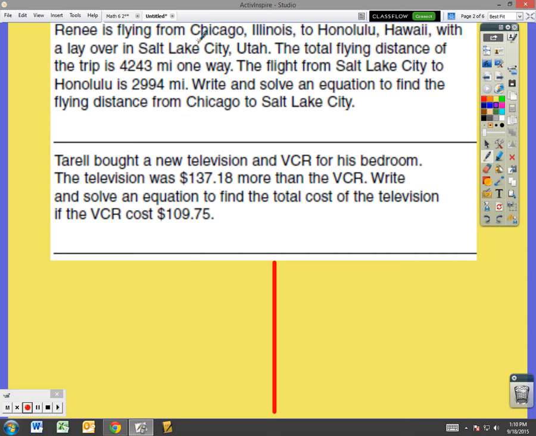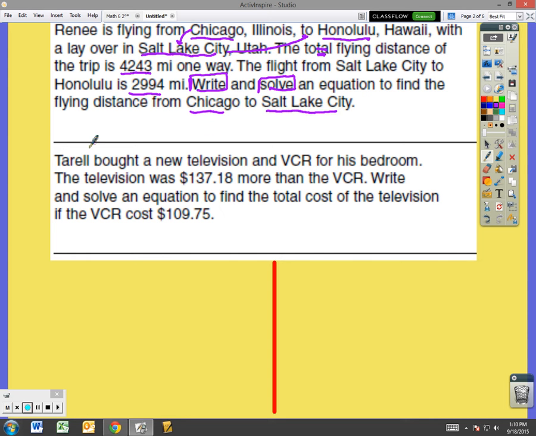Now we know she's going from Chicago to Honolulu. Starting place is Chicago, end destination's Honolulu. But she has a layover in Salt Lake City. So really, she's going from Chicago to Salt Lake City, and then from Salt Lake City to Honolulu. Now the total flying distance, that's what the entire trip is equal to, is 4,243 miles one way. So to get from Chicago to Honolulu without stopping at all, it would be 4,243 miles. Now, her flight from Salt Lake City to Honolulu is 2,994 miles. Write and solve an equation to find the distance from Chicago to Salt Lake City.